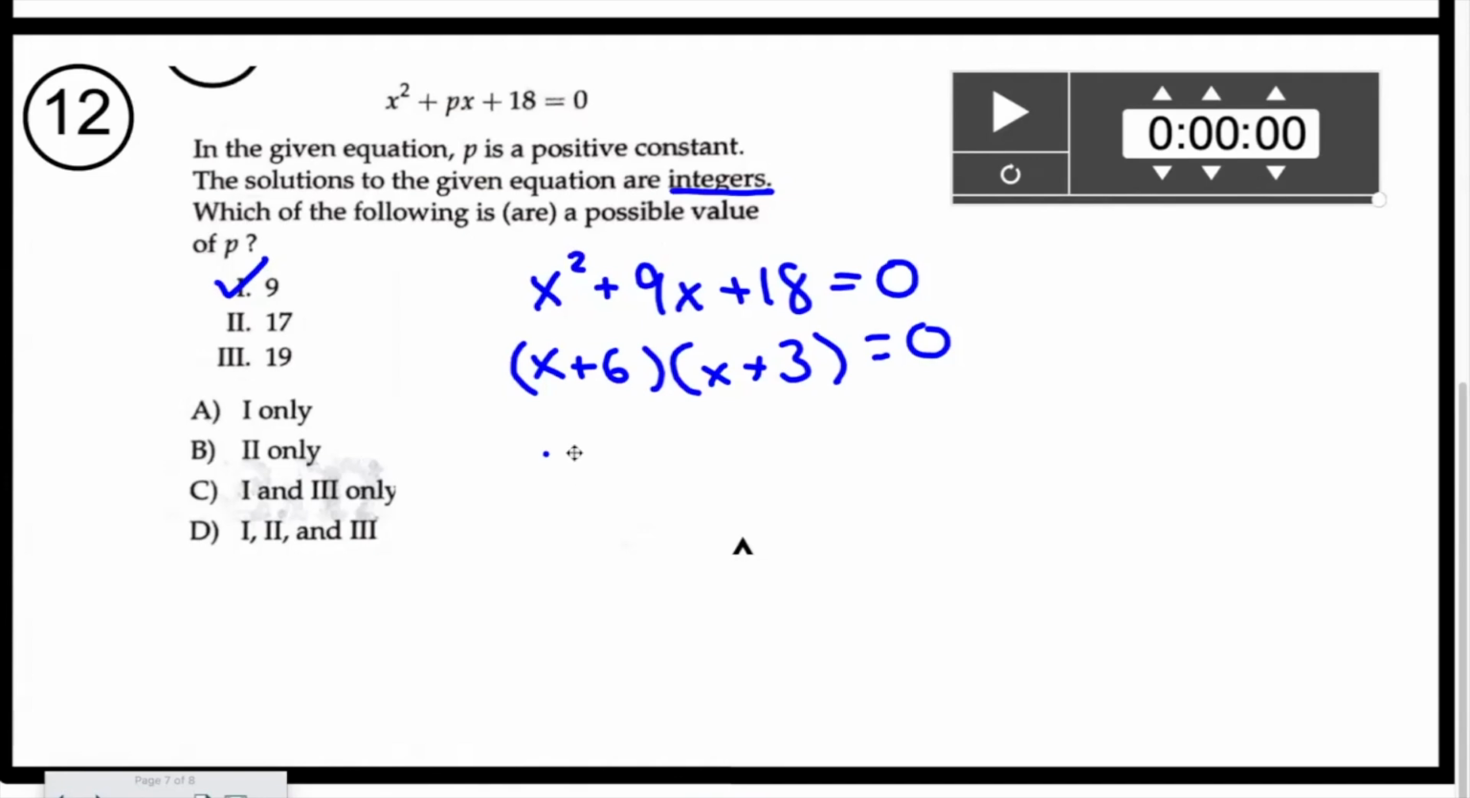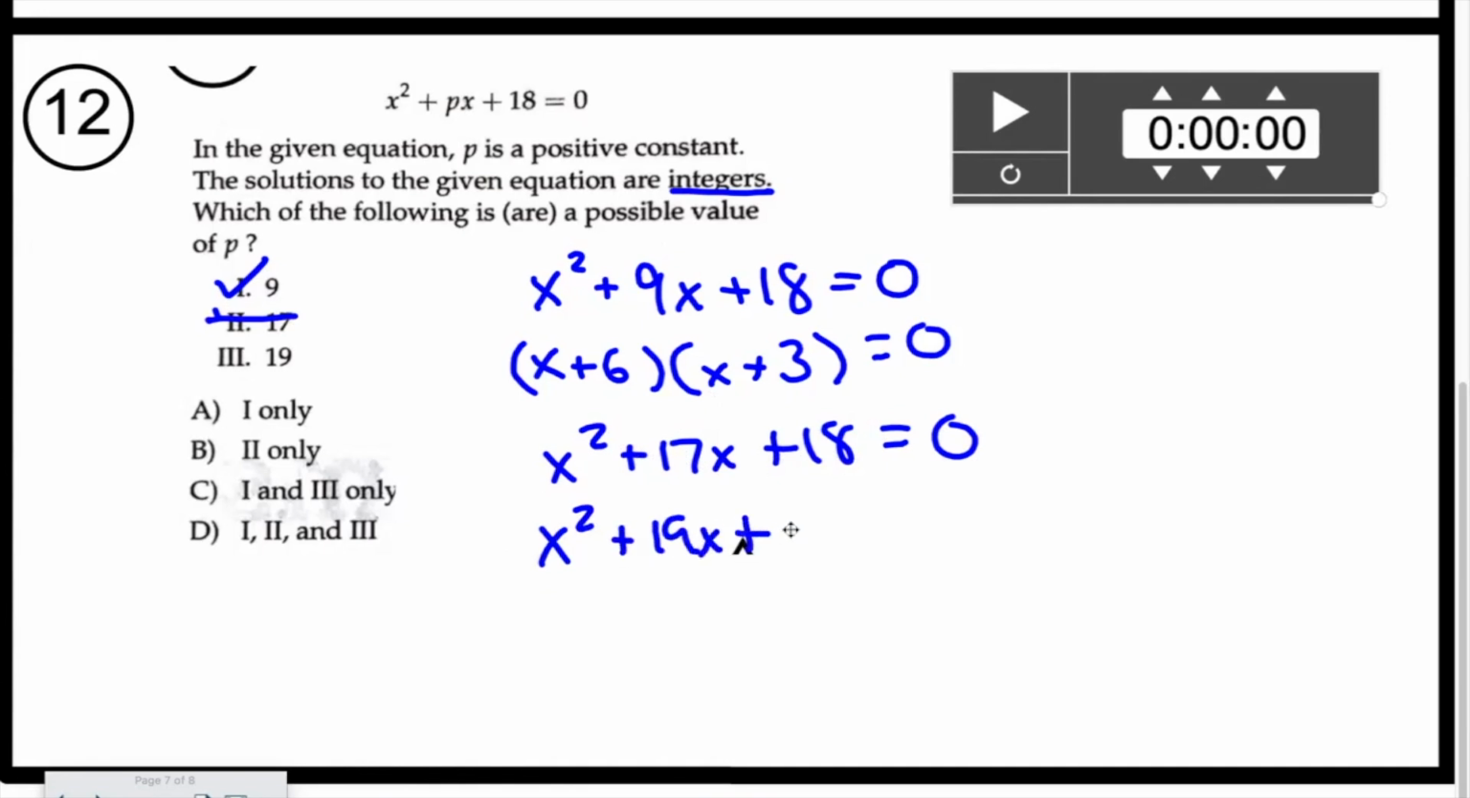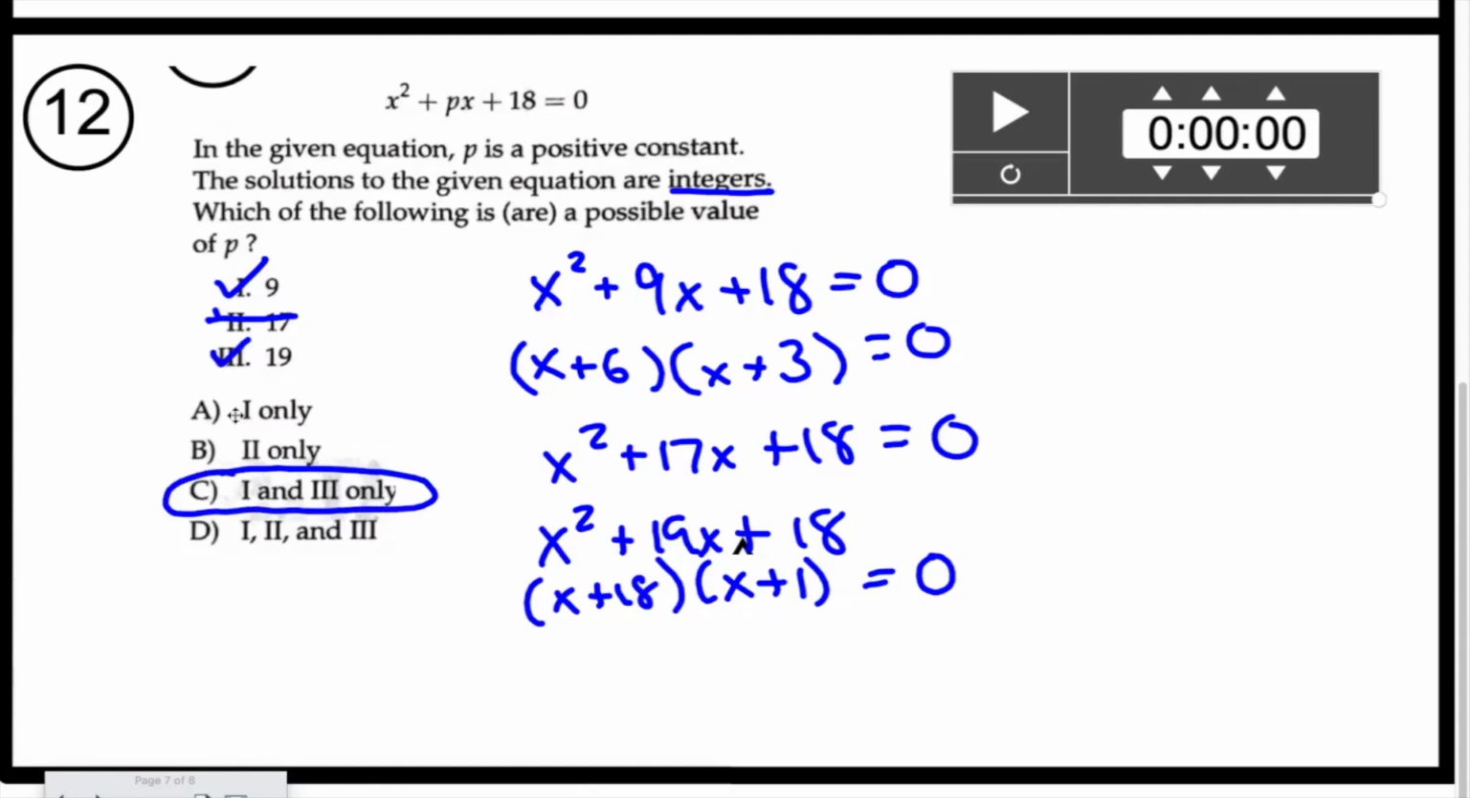So 9 would work. If you try x squared plus 17x plus 18, that is not going to work because the only way you're going to get 17 is with 18 and -1, but then that wouldn't give you positive 18. So this doesn't factor. Doesn't mean that it doesn't have solutions. It just means there's no way those solutions are integers. So that does not work. And then for 19, if you have x squared plus 19x plus 18, that factors to x plus 18, x plus 1, which means your solutions would be -18, -1, which again are integers. So it's going to be 9 and 19.